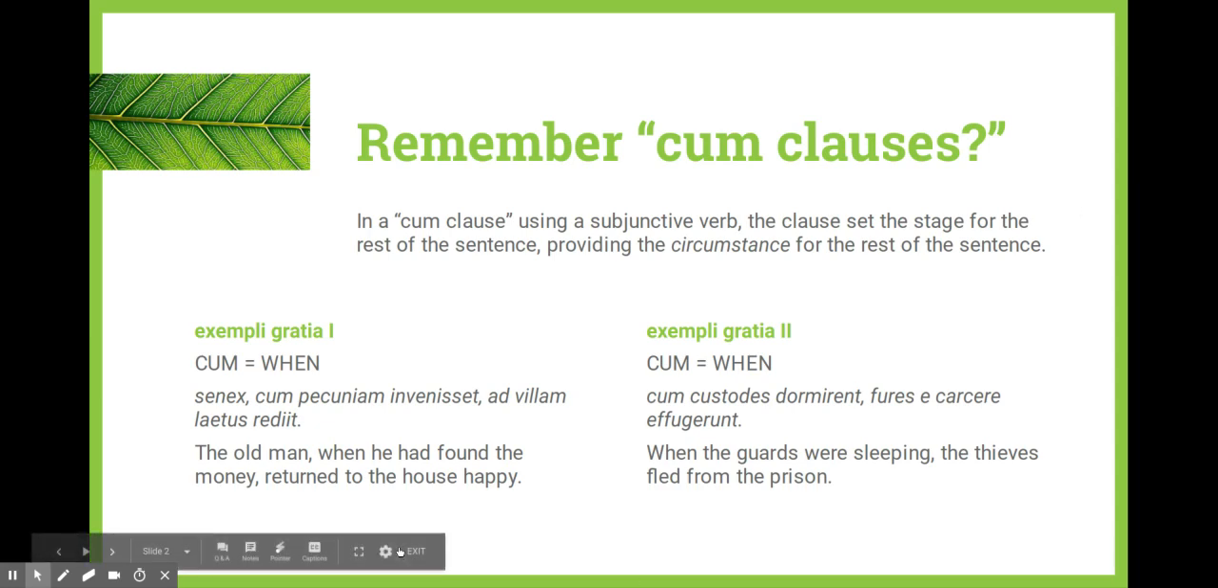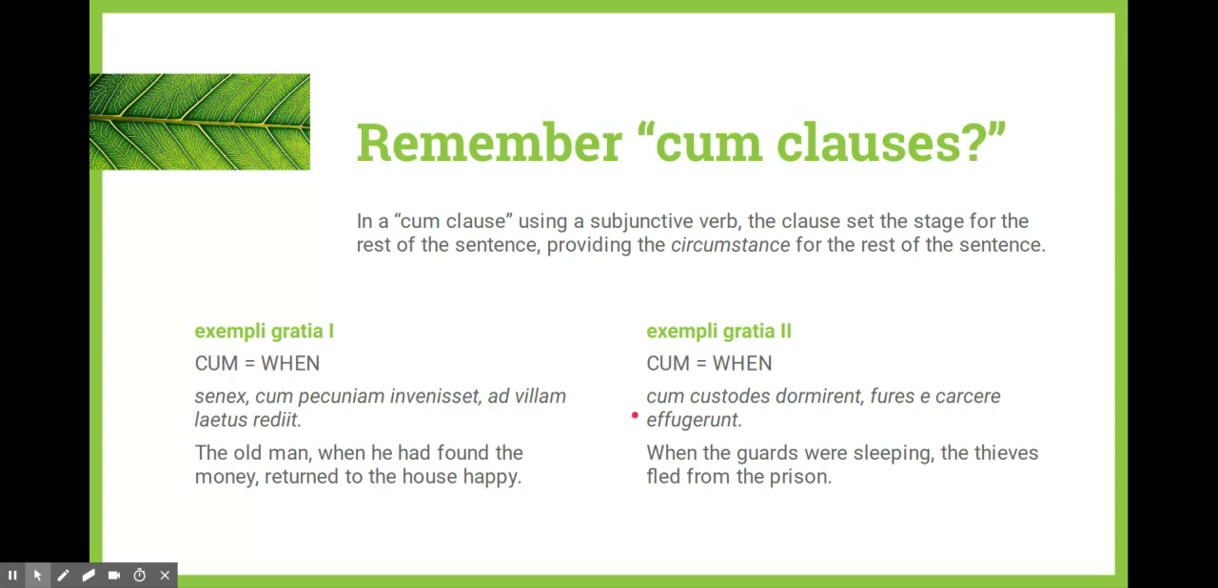The cum clause started at cum and went to invenisset, when he had found the money. So it provides the circumstance for which he went home happy. Otherwise, he would not have gone home happy. Or you would have said, why did he go home happy? And then we would have needed the cum clause to explain it.